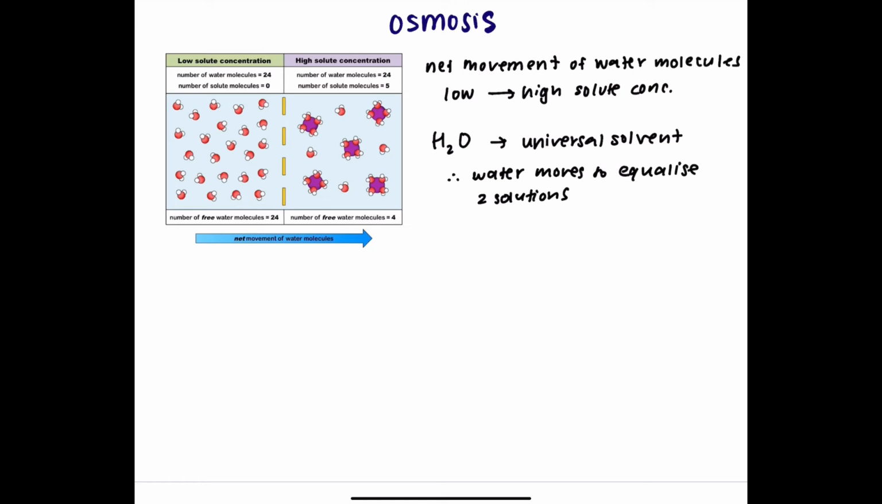So next we have osmosis. It is the net movement of water molecules across a semi-permeable membrane from a low solute concentration to a high solute concentration, of course, until an equilibrium has been reached. Now, we know that water is a universal solvent, which means it's very important and will associate with polar or charged molecules. And because solutes cannot cross the cell membrane unaided, water will move to equalize two solutions.